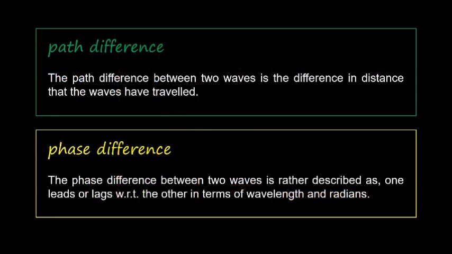The path difference between two waves is the difference in distance that the waves have traveled. Whereas, the phase difference between two waves is rather described as one leads or lags with respect to the other in terms of wavelength and radians.